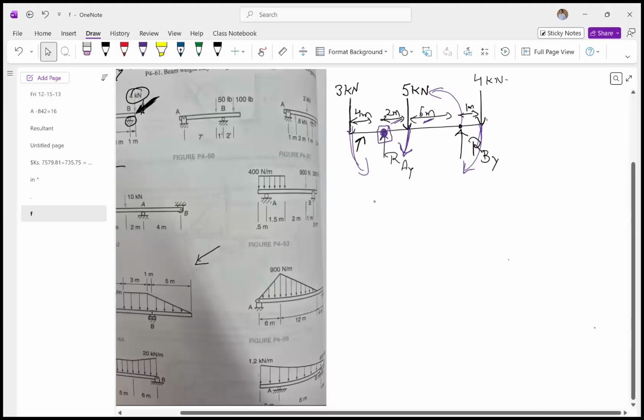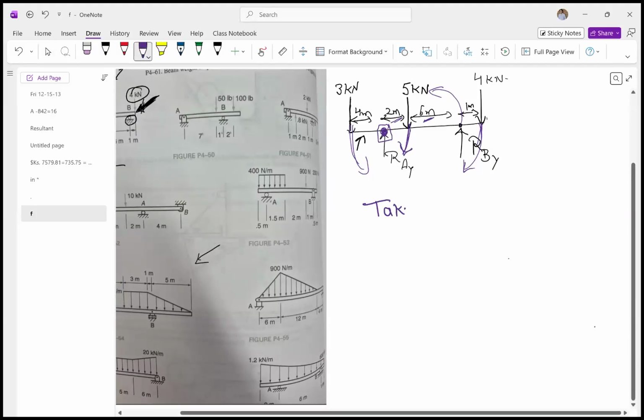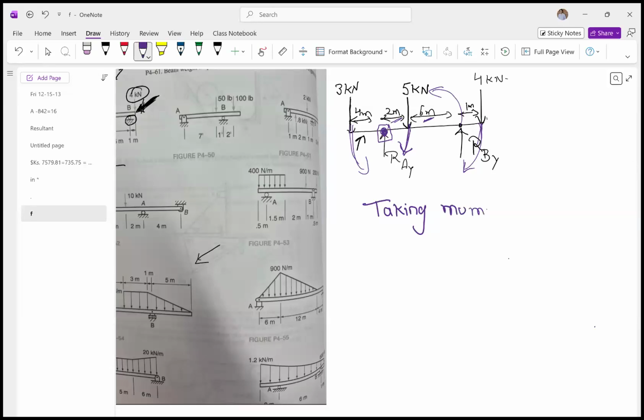Now taking the moment about point B. So this is the point about which I'm going to take the moment. And if this is the point, this 5 kilonewton is rotating it in which direction? Counterclockwise direction. So 5 times 6, and this 4 is rotating it in the clockwise direction.